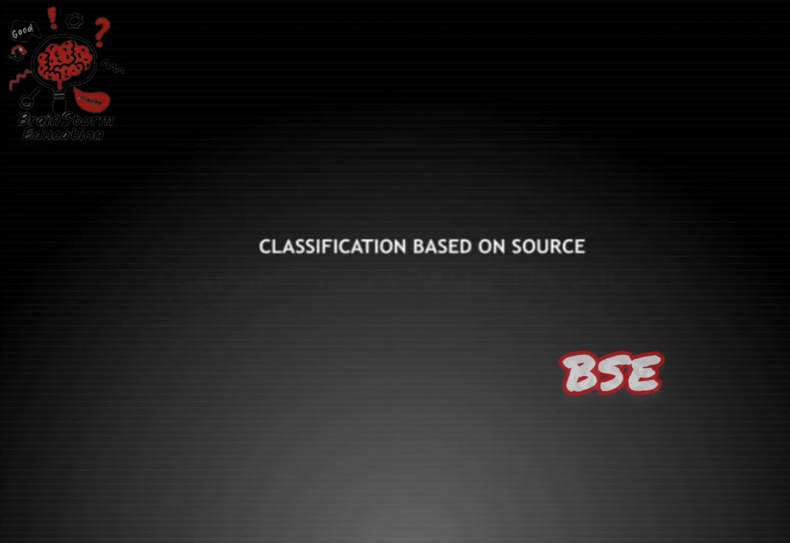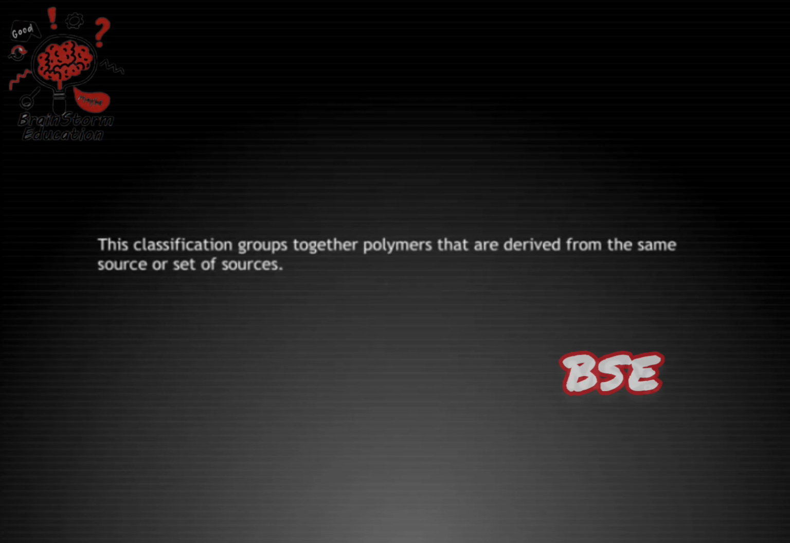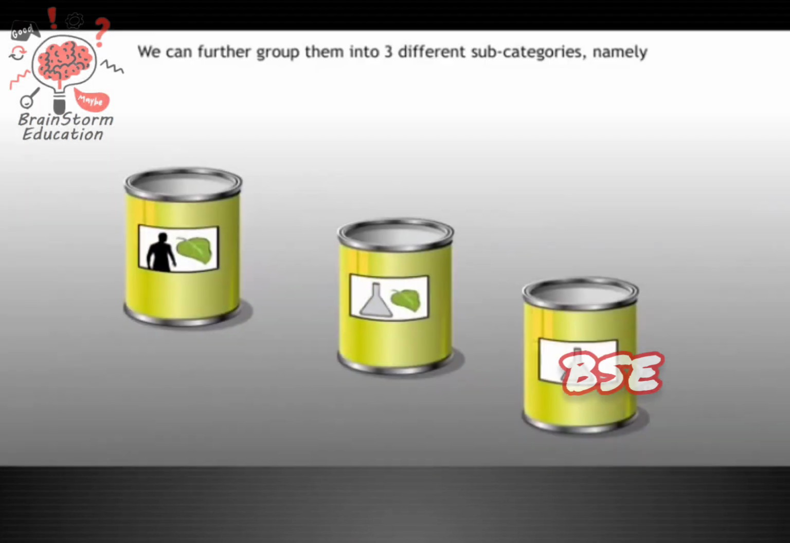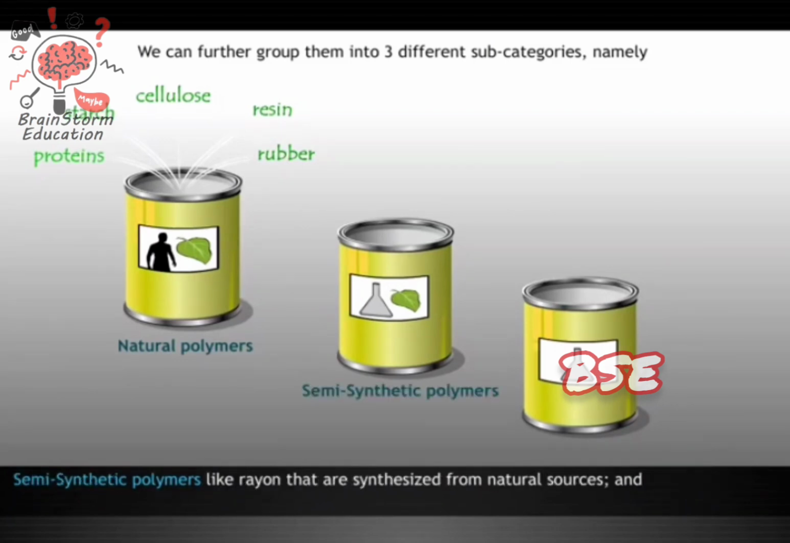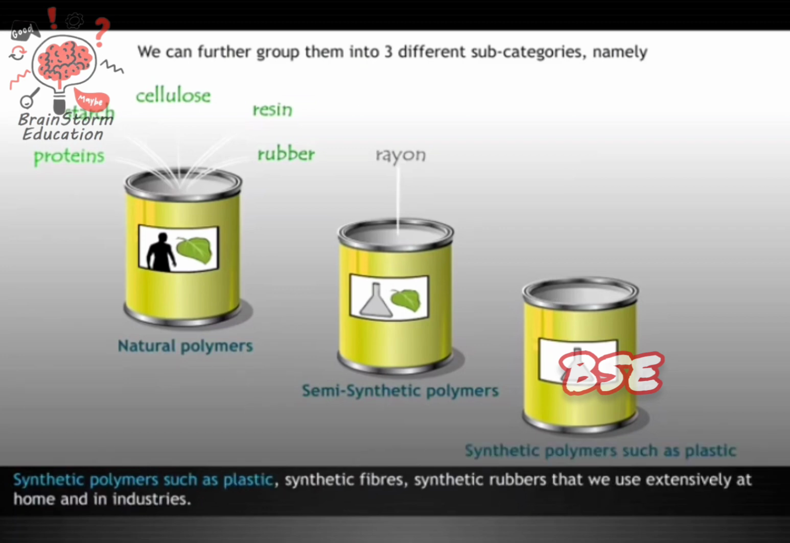Classification based on source. This classification groups together polymers that are derived from the same source or set of sources. We can further group them into three different subcategories, namely, natural polymers like proteins, starch, cellulose, resin, rubber found in plants and animals. Semi-synthetic polymers like rayon that are synthesized from natural sources, and synthetic polymers such as plastic, synthetic fibers, synthetic rubbers that we use extensively at home and in industries.